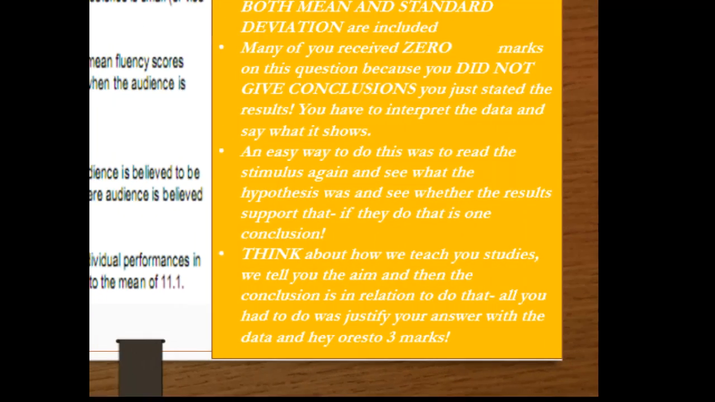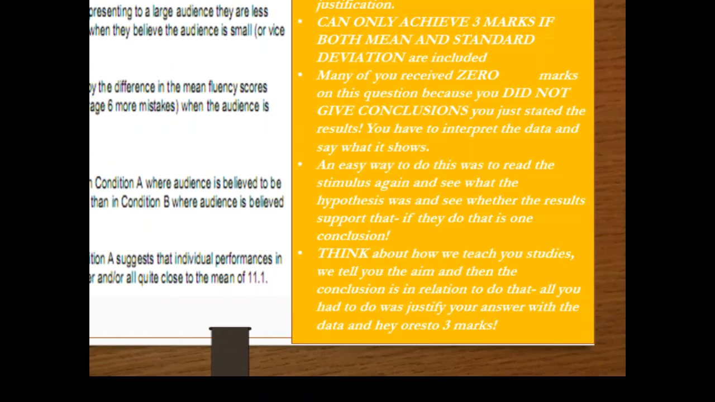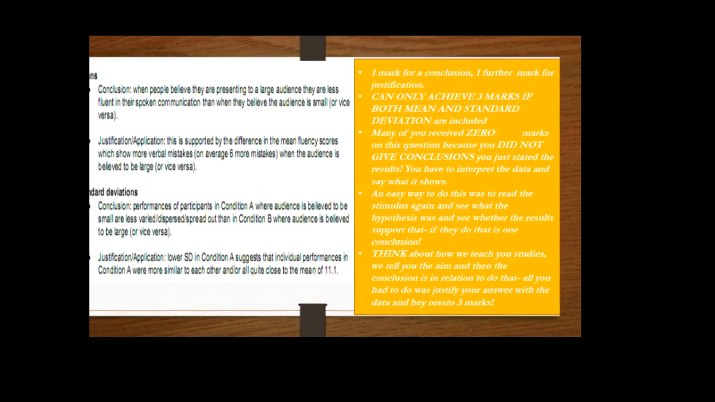If you just look at what I've said here, a really, really easy way to do a conclusion is to go back to the stimulus and see what the hypothesis was. When we teach you studies, we tell you the aim at the start, and then the conclusion is always in relation to that aim. Did the findings support that aim? Did they actually prove what they were testing? All right, did they actually find what they expected to see? So that's all you had to do.